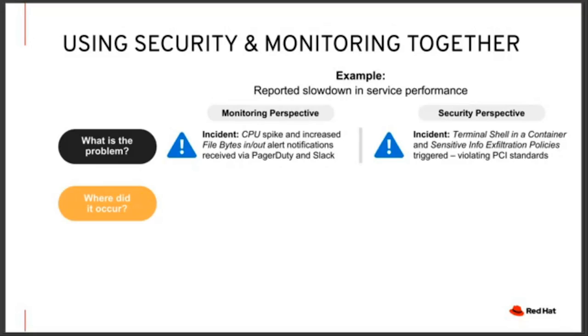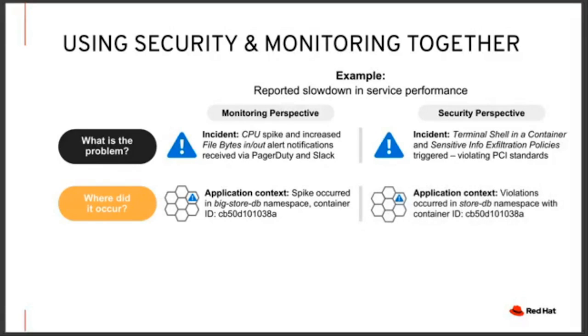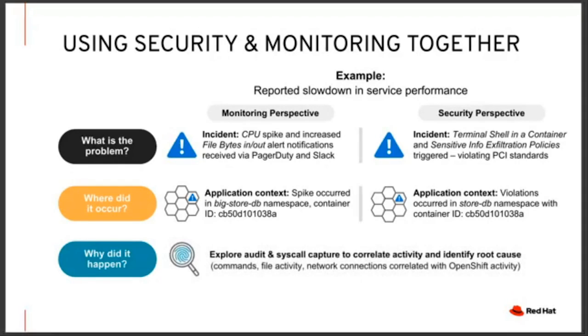So then there's the where did it occur. And one of the cool things here is that I might be looking at the monitoring screen and I see the spike that happened. It's in my big store DB namespace, the container. And then in the security context, I notice that it's the exact same thing, right? So I know that something's happening here. Now I can take the next step and try to understand why did it happen. So now I'm exploring things like the audit, the syscall captures, correlating different metrics to try and identify root cause. And you see under there a list of some of the things you might want to look at, all correlated with OpenShift activity.